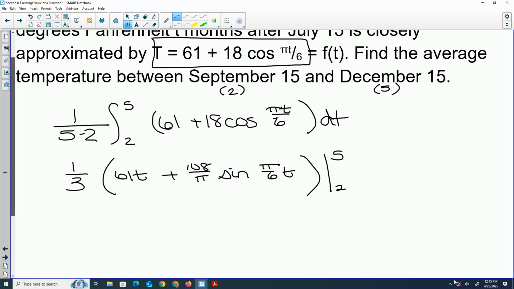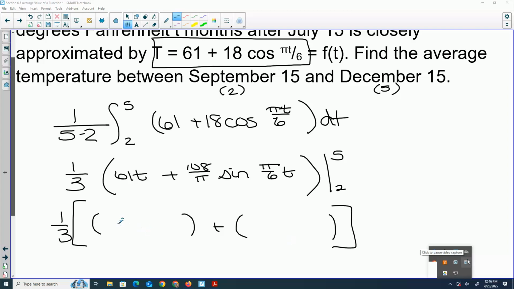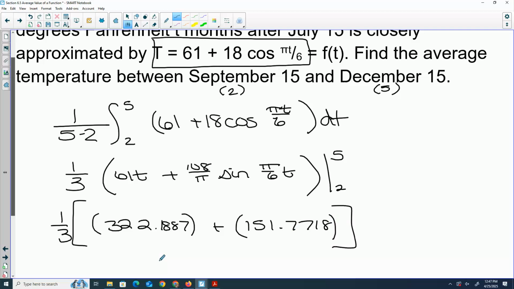Let's use our calculator so we can actually get an answer on this. You can keep the 1/3 in front if you would like. Just plug in your 5, plug in your 2. Make sure you are in radian mode.